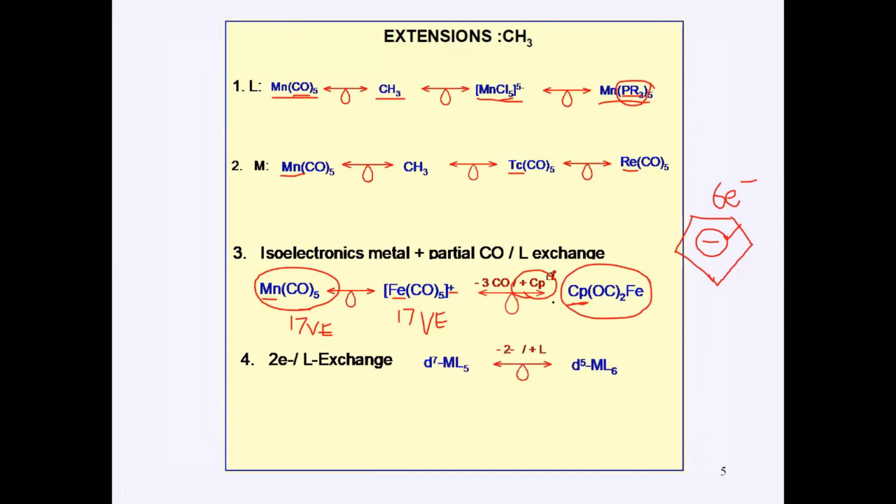Okay. Fine. You see, D7 ML5. You can remove 2 electrons and you can add a ligand to form a D5 ML6 type of compound. D7 ML5 will be equivalent to D5 ML6 when you remove 2 electrons and add a ligand to it. So this kind of ligand electron exchange is also possible.